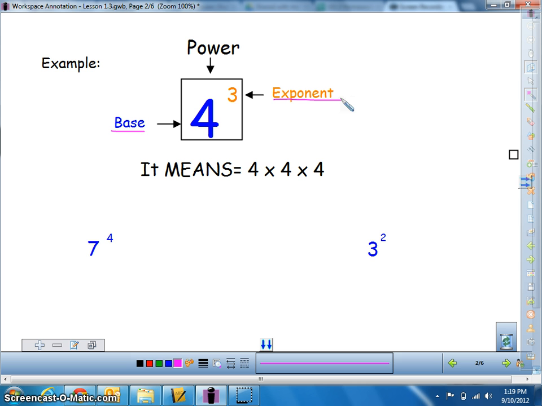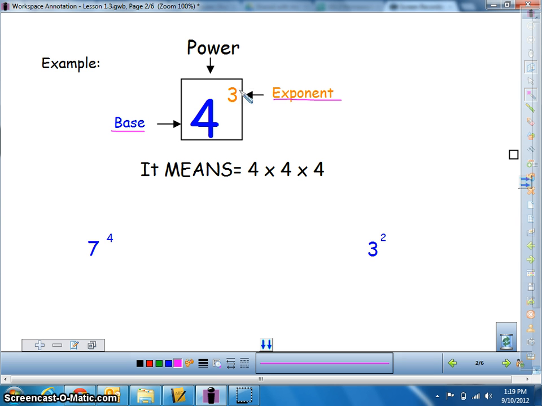And what it means in an exponent or a power is that this base number is going to be taken times itself this many times. The exponent tells us how many times we're going to multiply the base times itself. So for example, 4 to the third power, I want you to say that to yourself. 4 to the third power means 4 times 4 times 4.